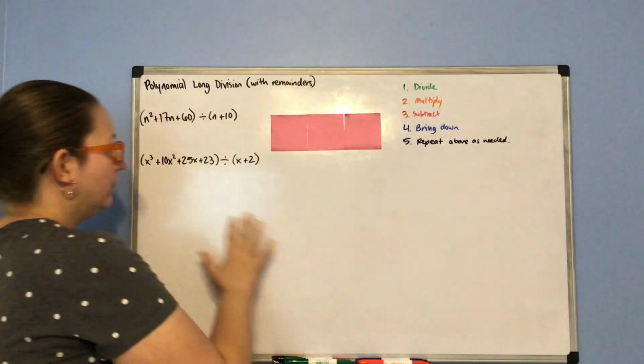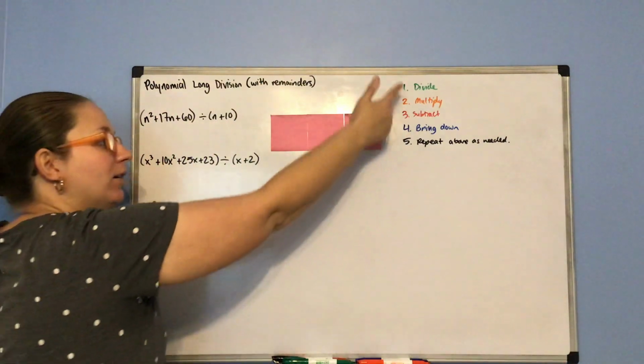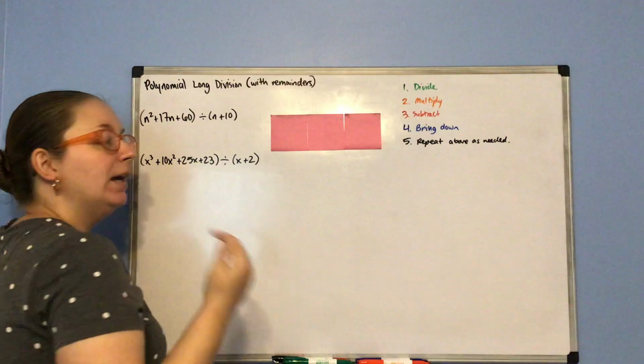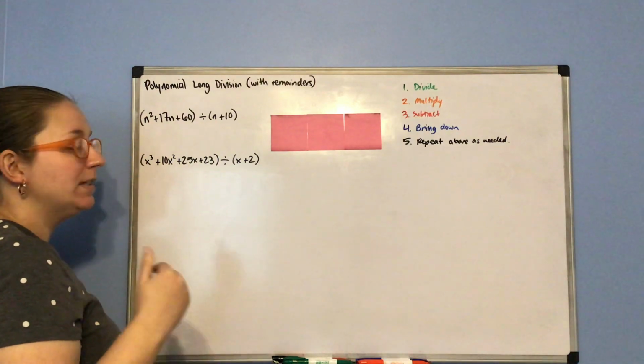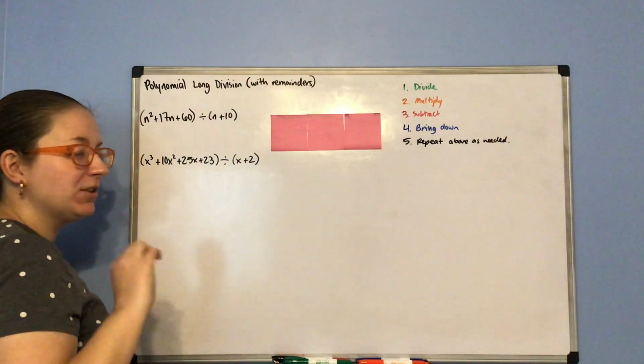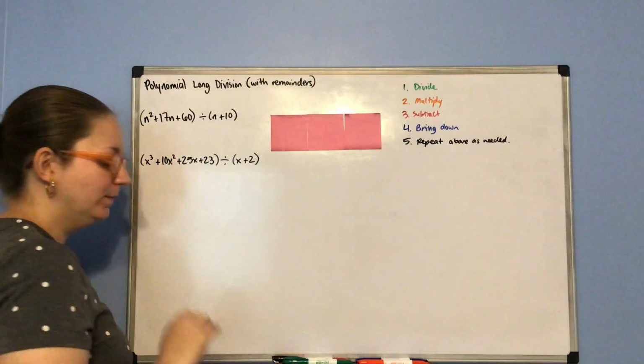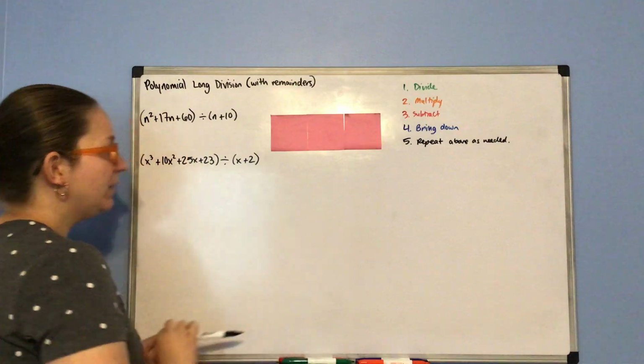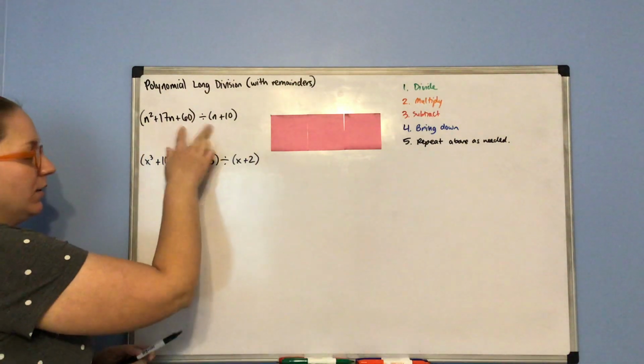So even though these look really scary, it's a matter of doing the same steps over and over again. And these steps are exactly the same as when we didn't have remainders. It's just at the very, very end when we have a remainder, we're going to write our answer a little bit differently. That is all. So first things first, we need to set this up as long division. Let's start with this one.